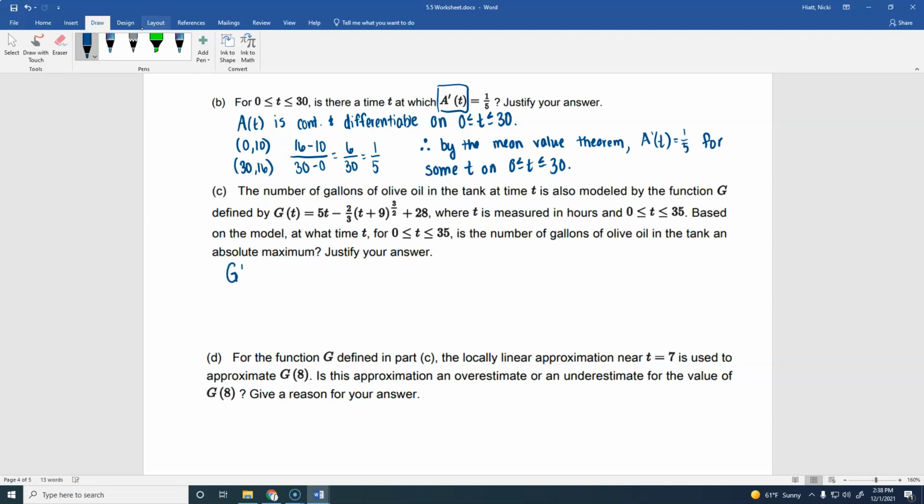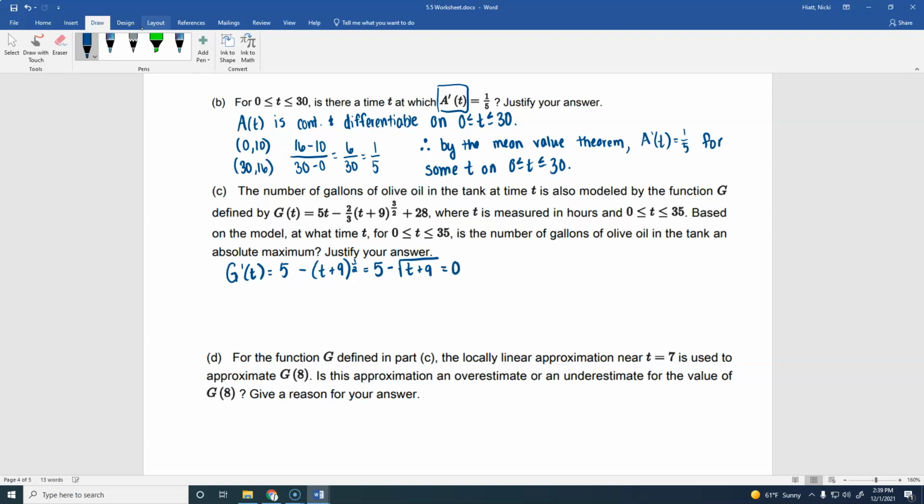So, g prime of t, this is going to be a 5. What is 2/3 times 3/2? 1, thank goodness. t plus 9 to the 1/2 times the derivative of the inside, but what is the derivative of t plus 9? It's just 1, so it goes away. What's the derivative of 28? 0. So the derivative's not that terrible. It could be way worse. I'm going to change this back to a square root right here. You don't have to do that.